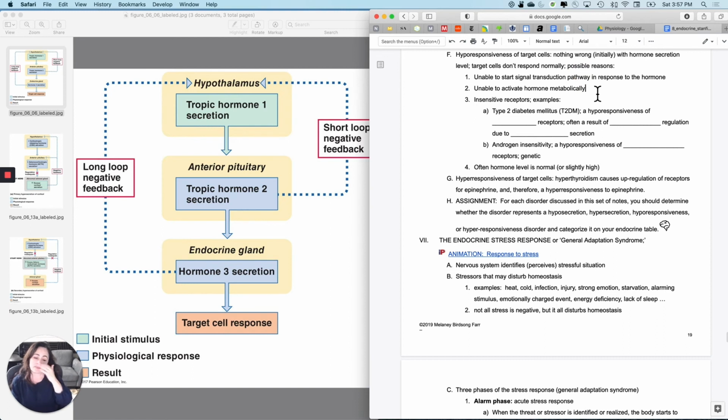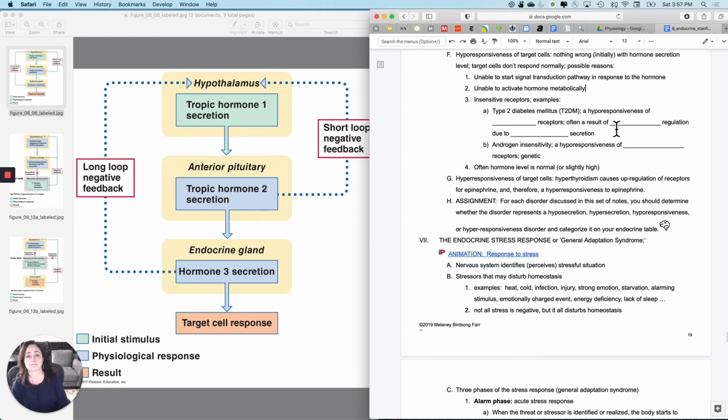Or sometimes, remember me telling you that testosterone needed to be activated metabolically. If you release a whole bunch of it, but it's never activated metabolically, the hormone level's fine, but it's not working on the target cells. But a lot of times it's insensitive receptors, and we ran into two examples of these.